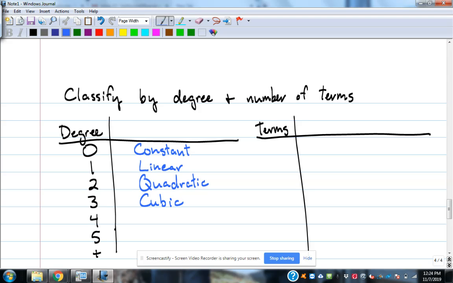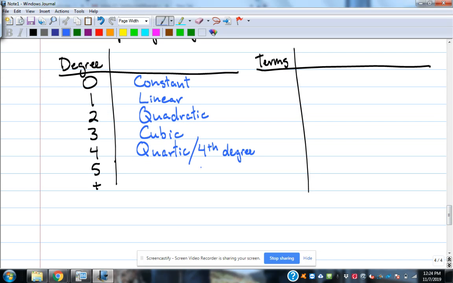And fourth power, you don't hear a lot of people saying this anymore. Quartic is the official word for it. You will hear me say fourth degree polynomial more often. That's the more modern way of saying it. Older generations used quartic. Does anybody know what fifth degree would be, what the word is? Quintic.